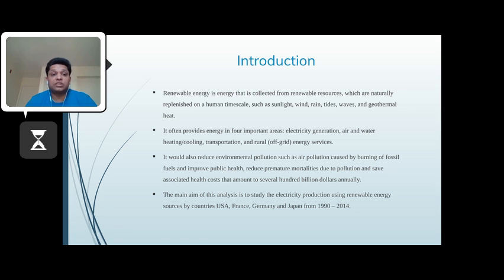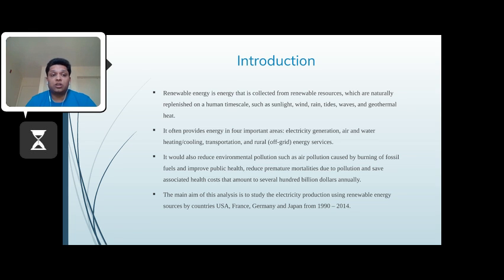We assumed that countries with a similar level of GDP per capita would have similar levels of electricity production from renewables as a part of total electricity production. The United States, Japan, France, and Germany were the countries which were selected by us. These countries had similar levels of GDP per capita in 1990.